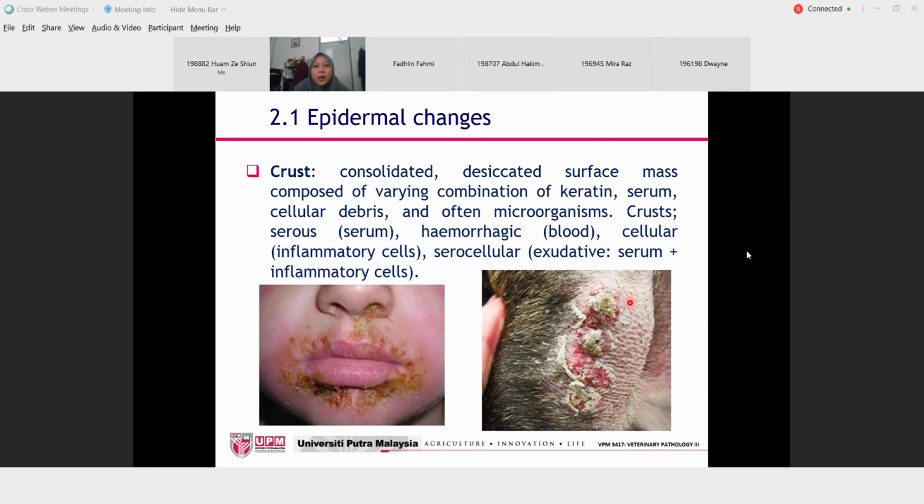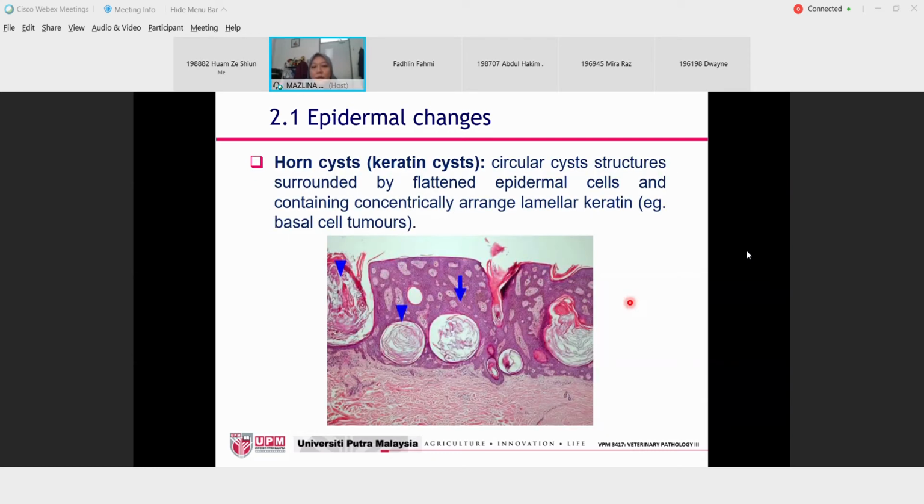Right. Next, we have horn cysts, or sometimes known as keratin cysts. These are structures, usually circular cysts, surrounded by flattened epidermal cells. So this is an important keyword: circular cyst structure surrounded by flattened epidermal cells. And they usually contain concentrically arranged lamellar keratin. This is normally seen in cases of basal cell tumor. So the arrows are pointing towards the keratin cyst, right?